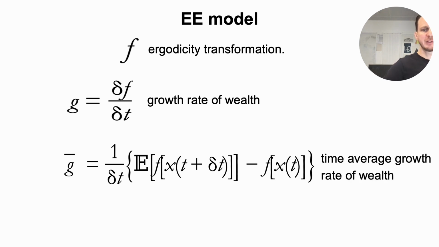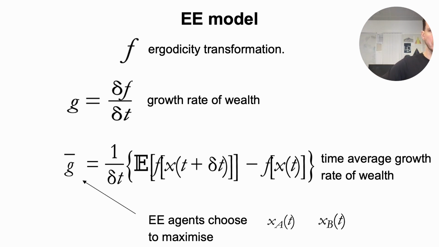And the time average growth rate is the time average of that growth rate, and it's basically calculated by taking the expectation value of that growth rate of wealth. So EE agents choose to maximize the time average growth rate. That's basically what the theory predicts.